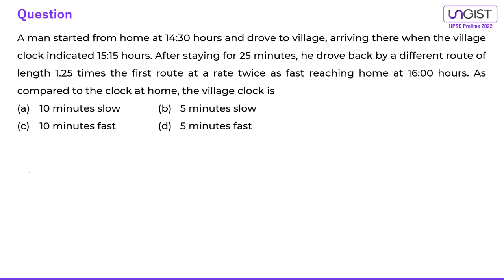Next question is, a man started from home at 14:30. 14:30 means 2:30 p.m. Right, 14:30 hours, and drove to a village, arriving there when the village clock indicated 15:15 hours. Okay, 15:15 means 3:15 p.m. All right, so 3:15 p.m.